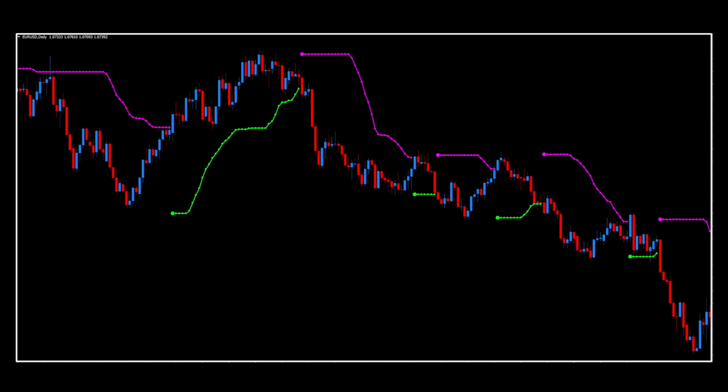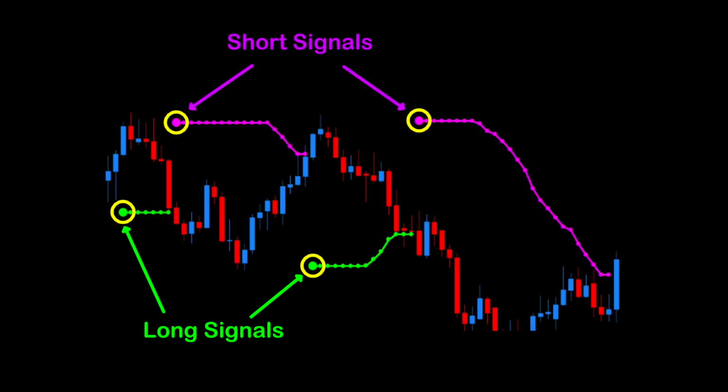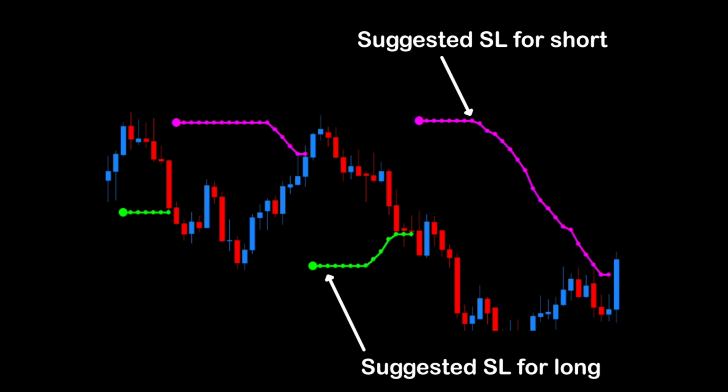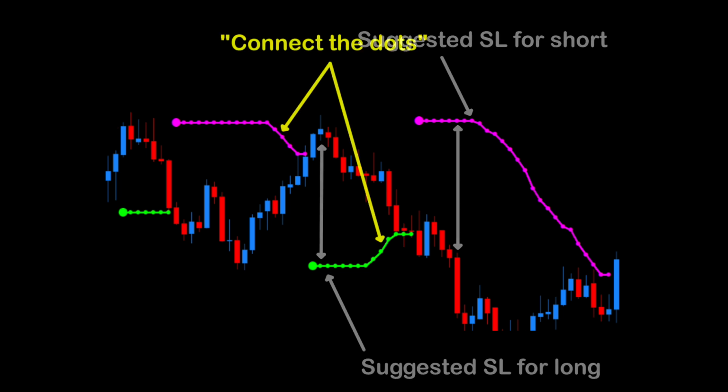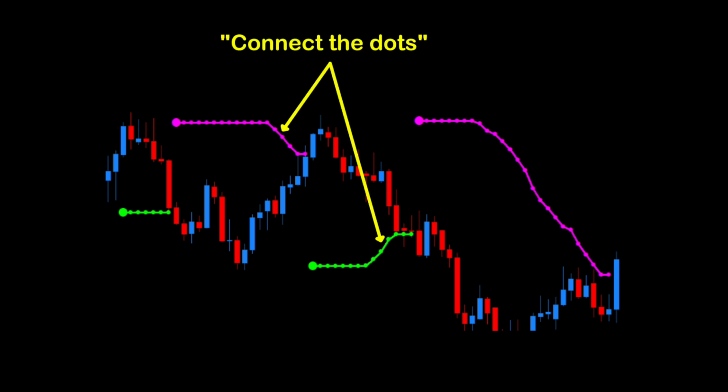Now let's zoom in for a closer look. There are three components to the signal line. The first is the initial signal, represented by a large colored dot. Green, which is naturally long, and magenta or red, naturally short. The second components are the small colored dots. These are suggested stop loss levels and react to price. The third component is the line that connects all of the dots.